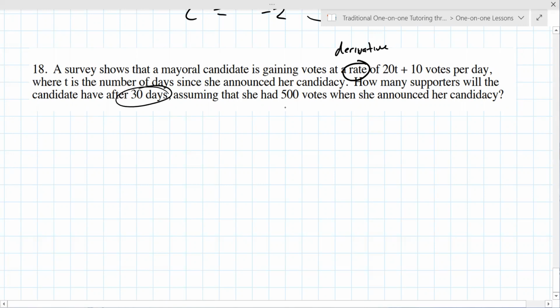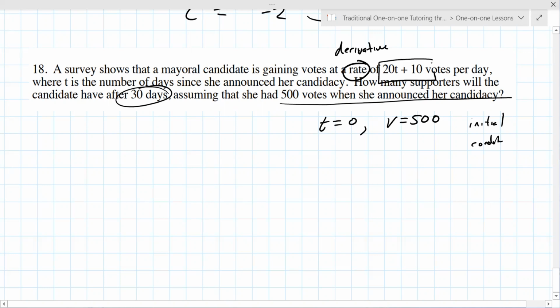Okay, assuming that she had 500 votes when she started. So they're giving you an initial condition. They're telling you when t equals 0, the number of votes is 500. That's like your initial condition. So you've got to be able to find the antiderivative of this, the 20t plus 10. What's the antiderivative of that?